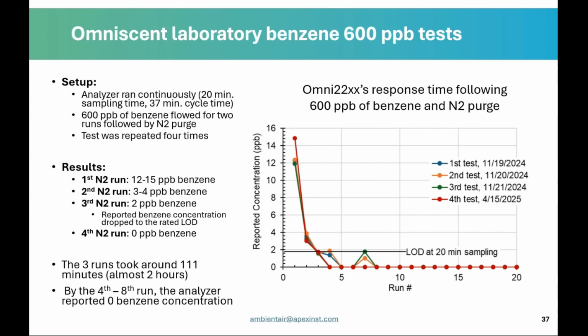This is a different test result. This is conducted by Omniscient in their laboratory, the same type of test scenario. So this is flowing 600 parts per billion of benzene, with slightly different sampling conditions. They were running 20-minute sampling time, followed by 2 purges of just nitrogen. And they're seeing very similar results where initially the first run after the 600 parts per billion run, they're getting some residual effect in the 12 to 15 parts per billion range, but very quickly they're able to purge the system to get down below the limit of detection.